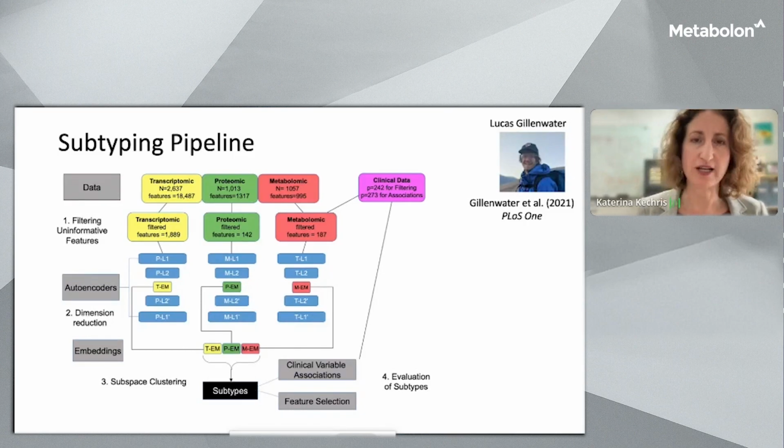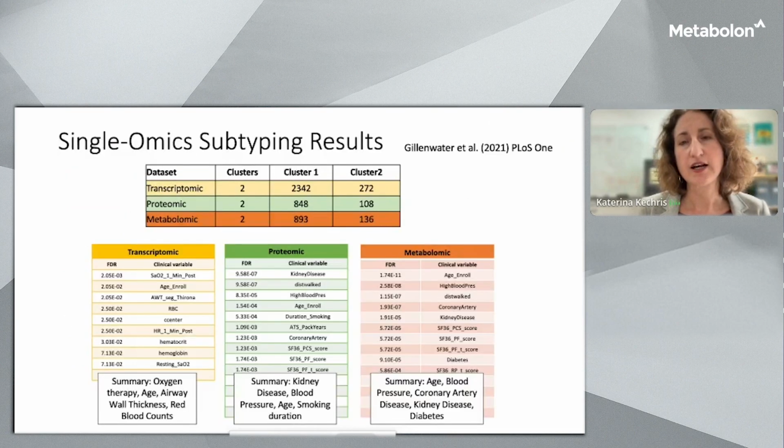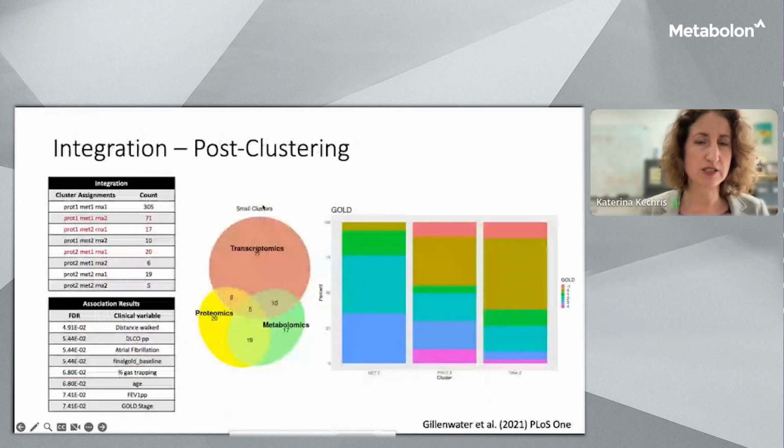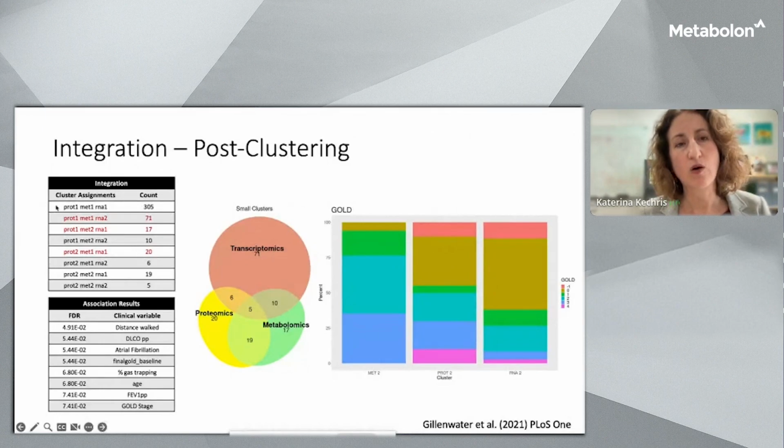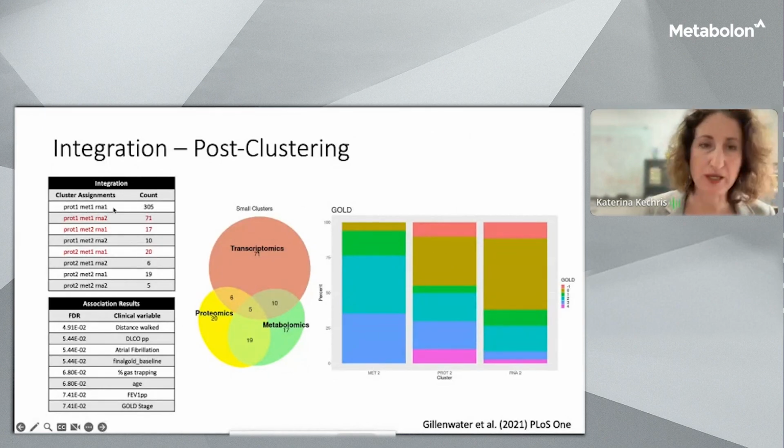We had to, again, go back to the drawing board and think about looking at these individual subtyping results and the subjects that overlap. What are the subjects that always appear in the big cluster versus the small cluster? So we did more of an integration post-clustering. So still a multi-omics integration, but we wanted to look at the outliers, or the border cases. As I mentioned, about 500 subjects had all three, and about 300 were always in the big cluster for each of the omics.